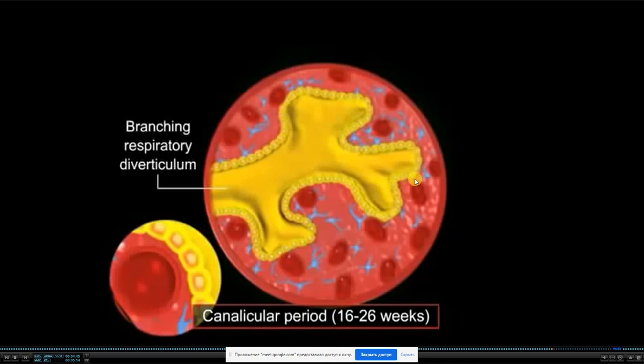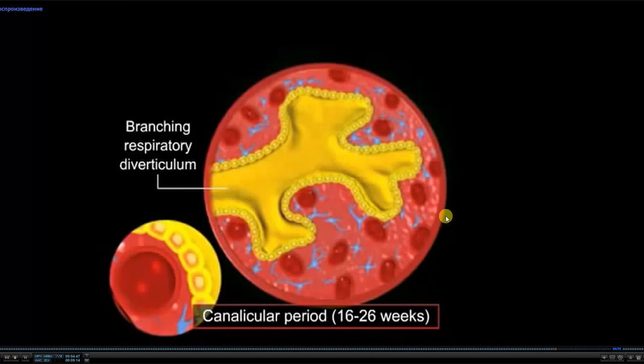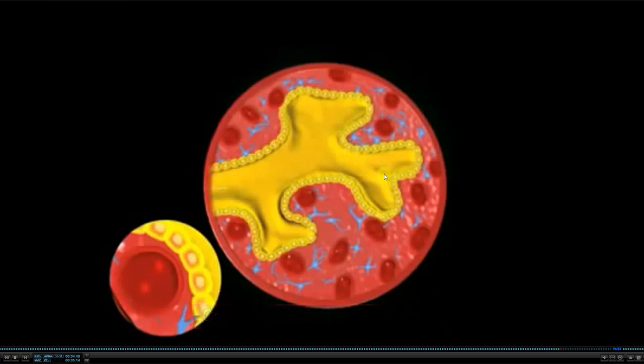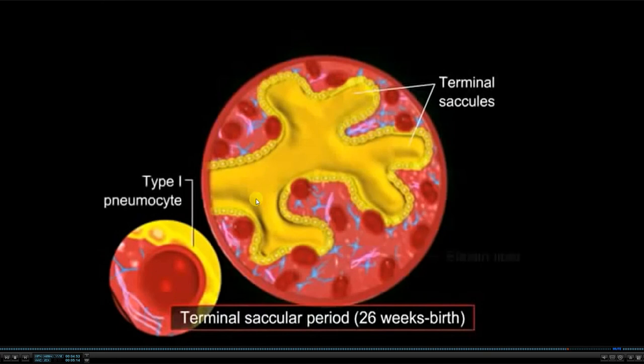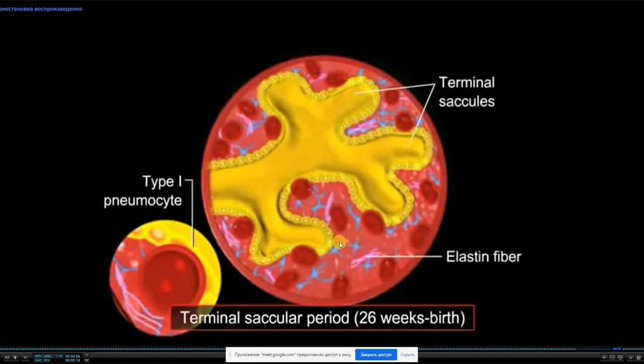In this canalicular period, all cells become cuboidal, and blood vessels are embedded very deep. But here we don't have alveoli yet. Then it forms the terminal saccular period, also just named the saccular period. First the saccules form, which are also known as acini.